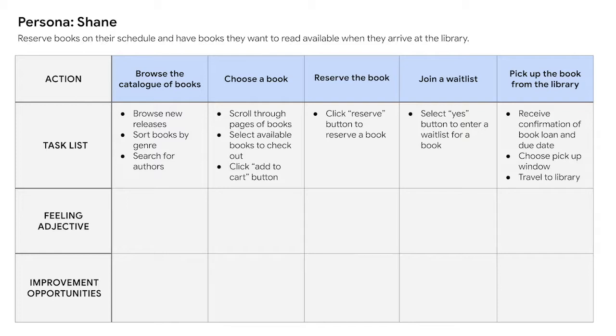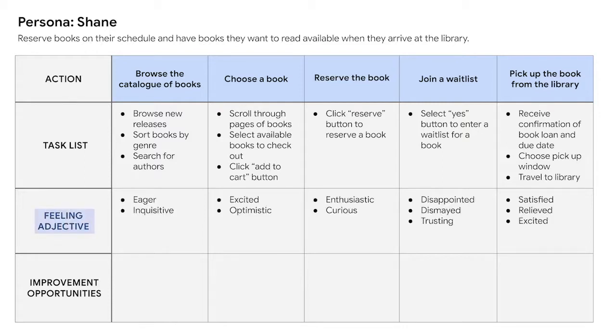You can review this user journey map in more detail in the reading following this video if you're interested. Step 3, add how the user feels at each point. Guesstimates are okay in this step. For example, our persona Shane feels eager and inquisitive as they browse a catalogue of books. Then, Shane feels excited and optimistic that they can choose the book they're interested in reading.